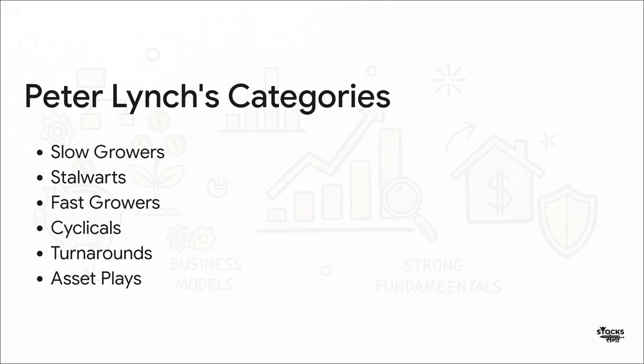Fifth, turnarounds. Fallen companies attempting a dramatic comeback like Yes Bank or BHL. And sixth, asset plays. Companies sitting on hidden assets like prime real estate that the market just isn't valuing properly, like certain PSU stocks. Listen to me on this one. Before you do any deep financial math, you must first decide which of these 6 buckets a stock actually belongs in. You don't expect a slow grower to double your money in a year, and you absolutely do not buy a fast grower expecting a massive, stable dividend payout.